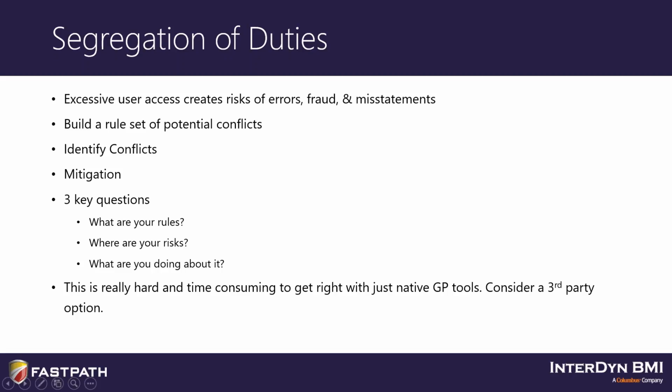So the first part of segregation of duties is that excessive user access creates risk of errors, fraud, and misstatements, right? Anytime that a user has way too much access, they can do some serious damage to your system. So how do you figure out where your segregation of duties issues are? Well, the first thing that you need to do is build a set of potential conflicts. And what we mean by conflict is those overlapping access rights.